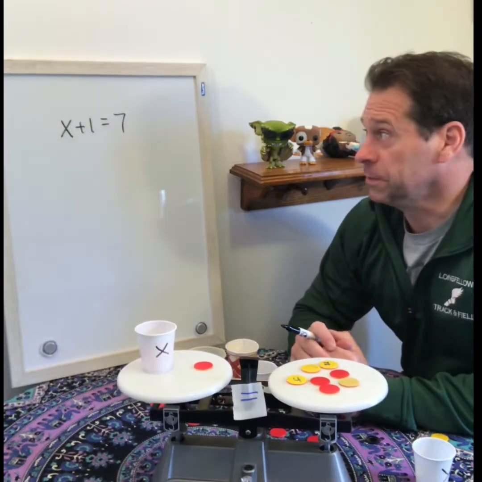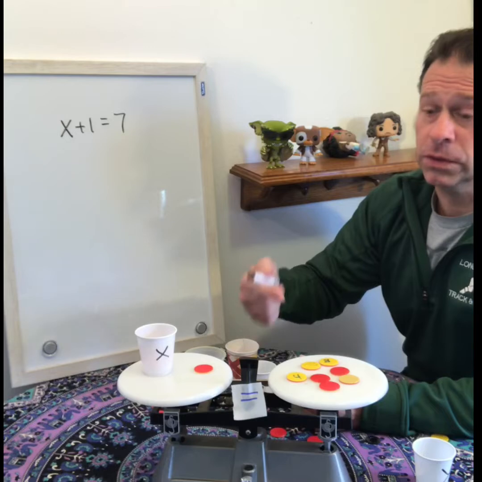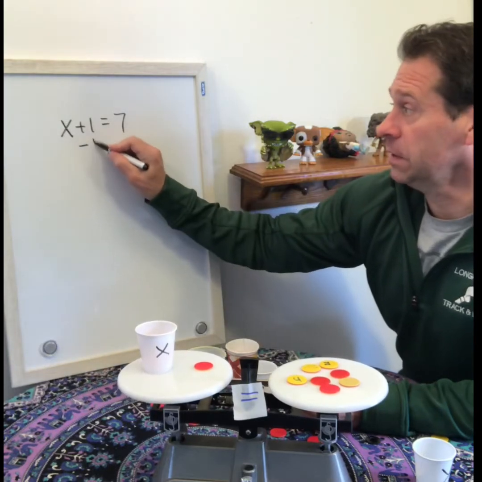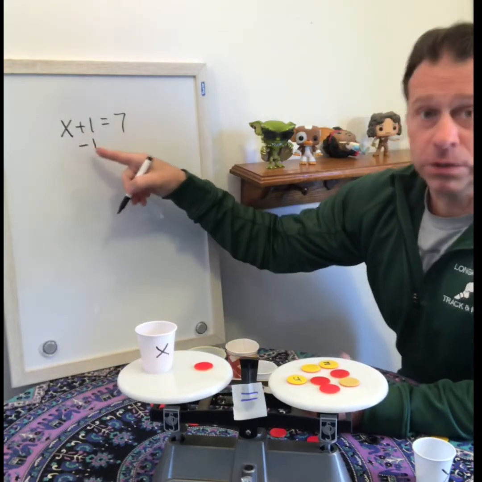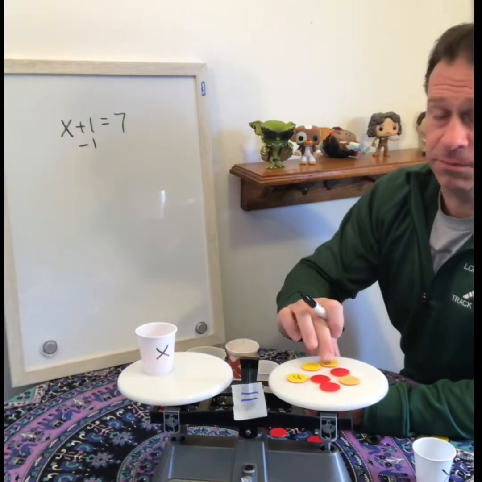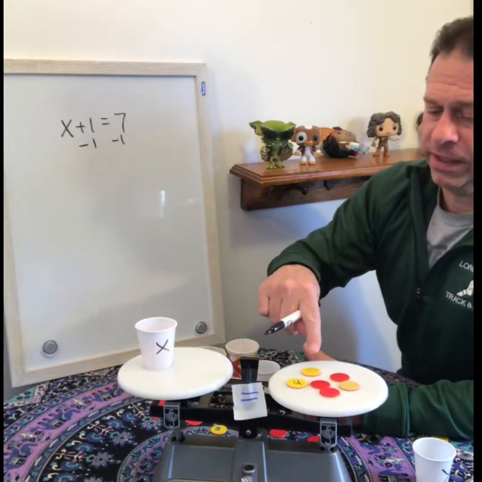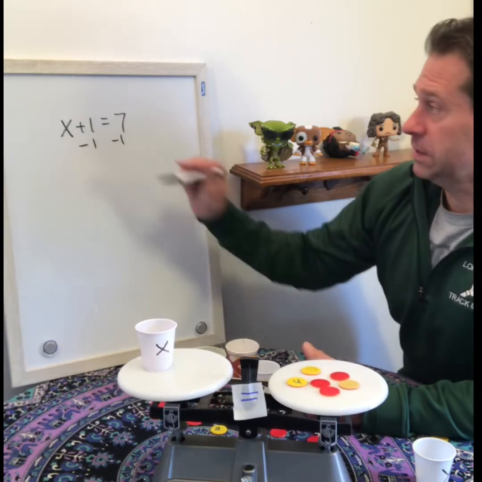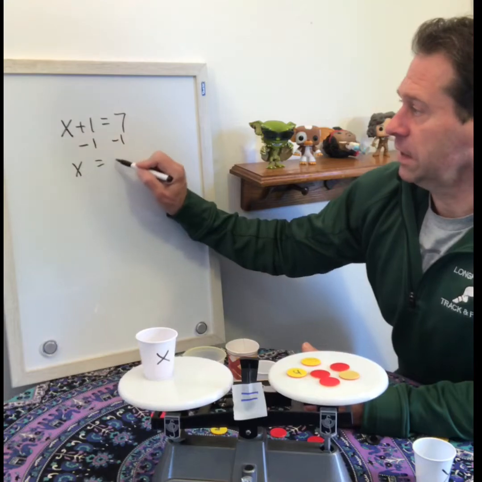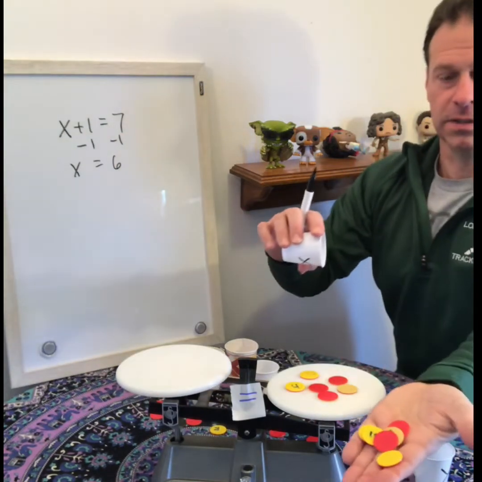I'll do this one super fast. X plus 1 equals 7. What do I do? I need to take this 1 away from this side. It's plus 1. You subtract 1. Let's get the opposite. Take it away. I'm not in balance anymore. I need to take 1 away from this side. Now I get x is going to be the same as 6, because x equals 6, because 7 minus 1 is 6. There's 6 in there.